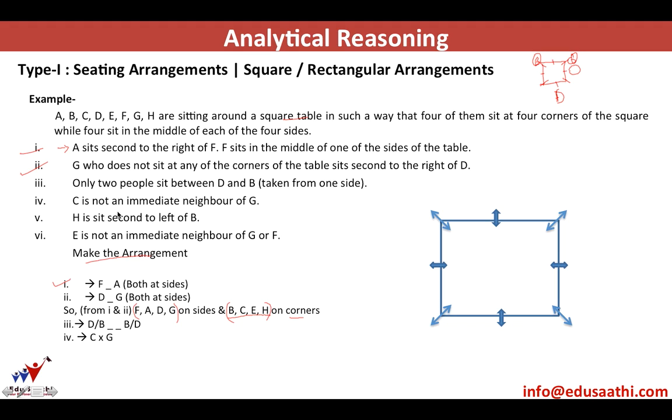Then we have C is not an immediate neighbor of G. So C does not sit beside G. So C and G are not neighbors.